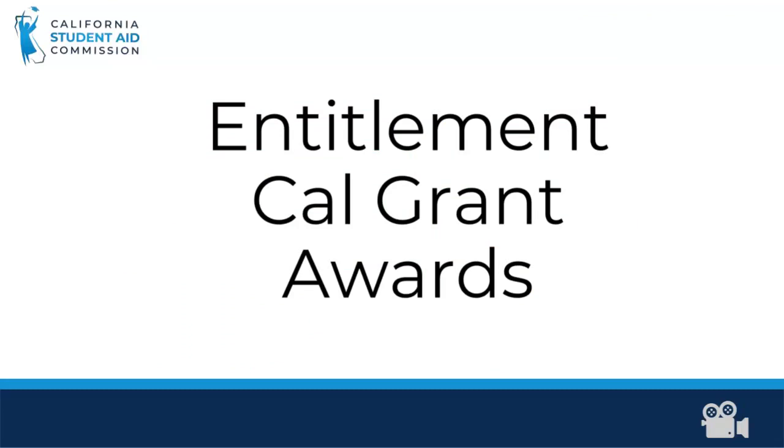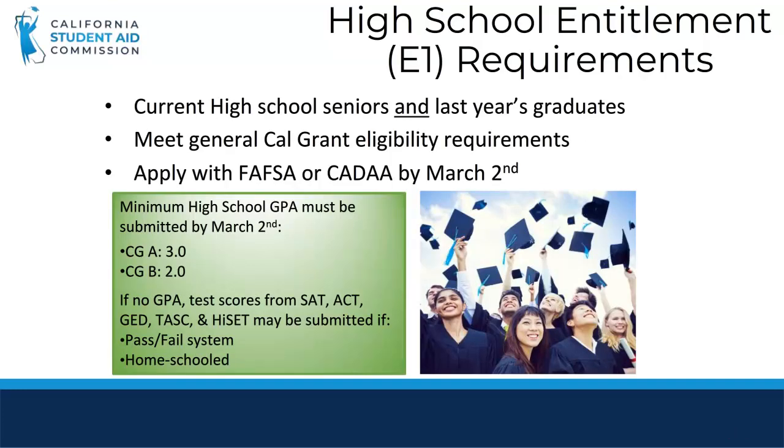Let's talk more about the Entitlement Cal Grant Awards. As mentioned in the previous slides, students who are eligible for the High School Entitlement Cal Grant must be a current senior or last year's graduate. They must apply with the FAFSA or DREAM Act application by the March 2nd deadline and must submit a high school GPA also by the March 2nd deadline.